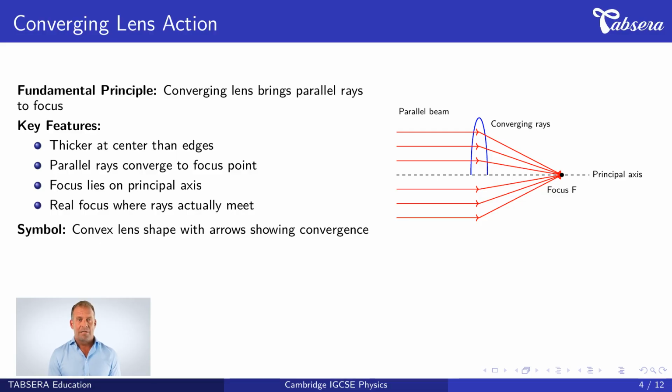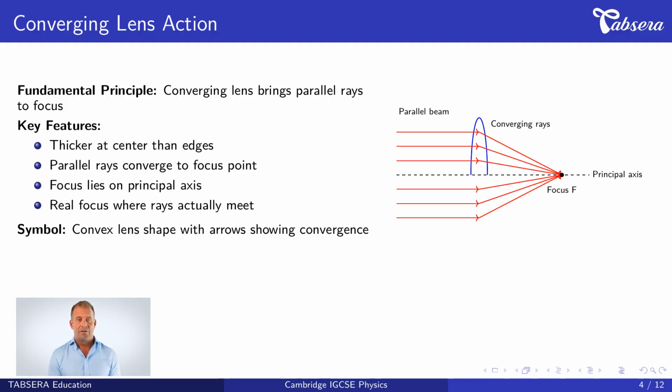Let's explore converging lens action. The fundamental principle states that a converging lens brings parallel rays of light to a focus point. This happens because the lens is thicker at the center than at the edges, causing light to bend inward. Key features include the lens shape is convex, meaning curved outward. Parallel rays entering the lens converge, meaning they come together at a single point. The focus lies on the principal axis, which is the central line through the lens. This is a real focus because rays actually meet at this point.